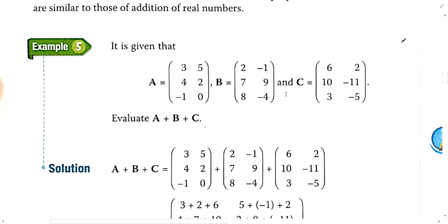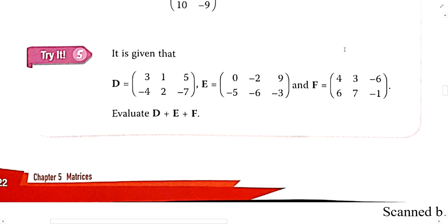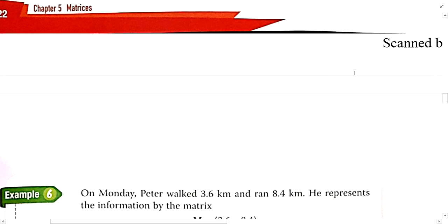So now, example 5. We've got matrix A, matrix B, matrix C. Add them all up. We just add them up normally, which I think I don't need to go through with you. Do you want to try it, or is it a waste of time? I think it's a waste of time too. I'm sure you can do it.